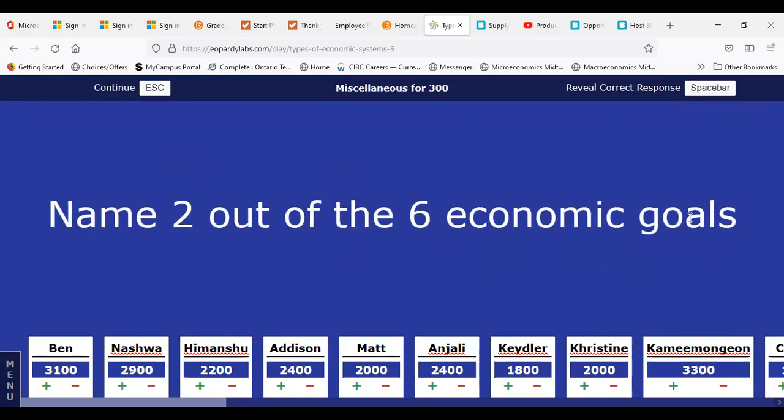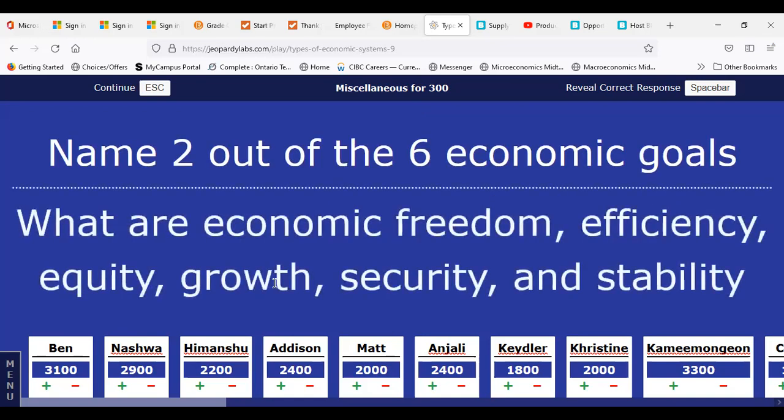Name two out of the six economic goals. Just say any ones you can think of. There's a lot more than that. Stability. Those are good. Keep going. Those all work. Because you want the economy to be stable, you want it to be efficient, you want people to have quality. Equity. Those are good. It'll give everybody a point. It's great.